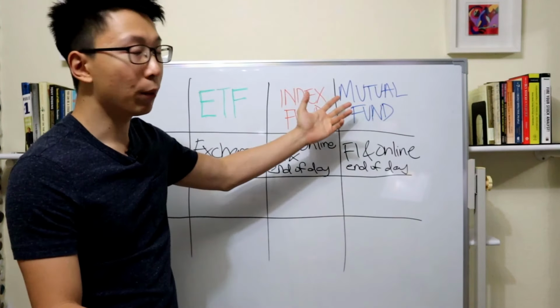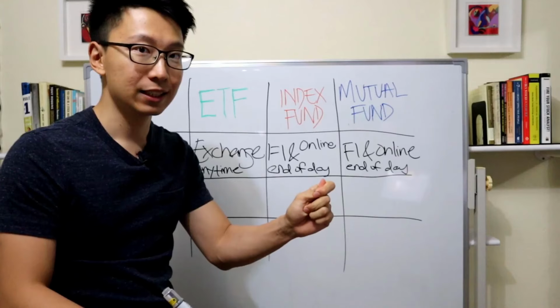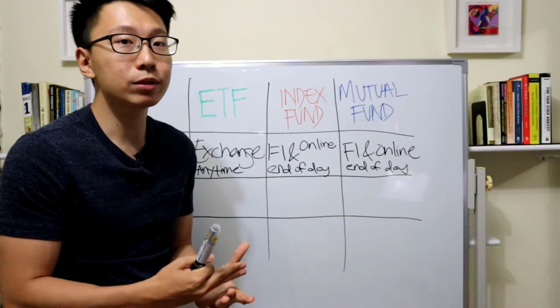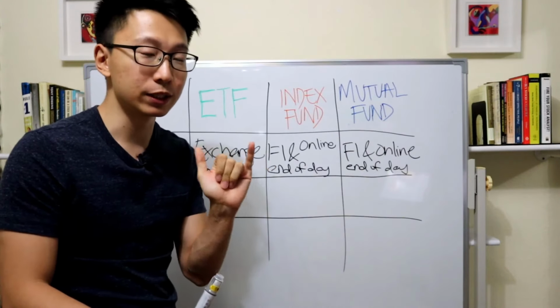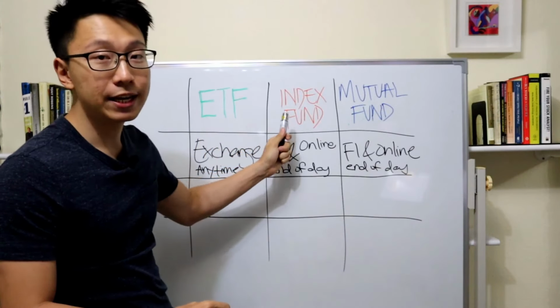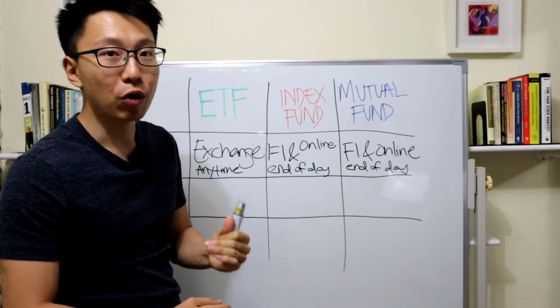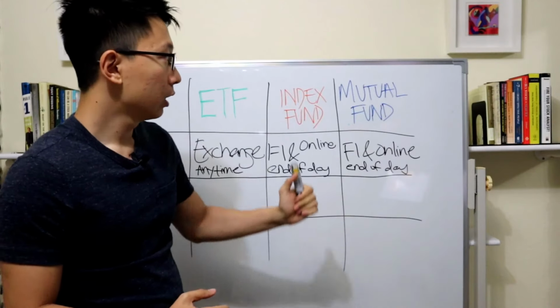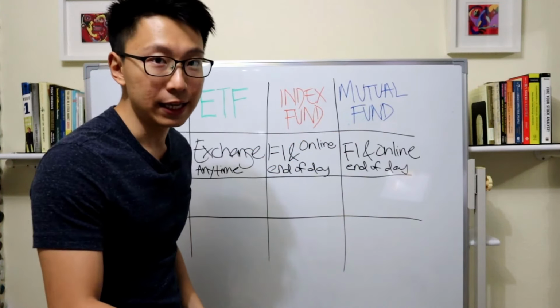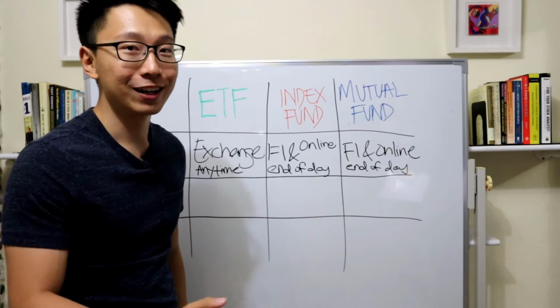Whereas for mutual funds, they try to buy and sell units of different stocks so that they can try and beat the index, like the Straits Times Index. For example, if the Straits Times Index is performing at 6% every single year, the ETF and the index fund aim to perform at 6% as well. Whereas the mutual fund aims to beat the index, performing at more than 6%.